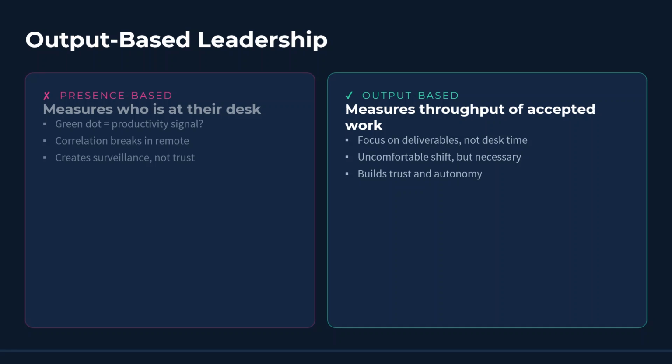Stop measuring green dots on chat. Start measuring throughput of accepted work. This shift is uncomfortable for managers who have built their habits around visibility, but it is the shift remote teams require to actually perform.